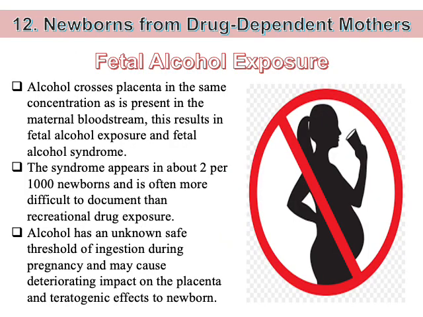What is fetal alcohol exposure? It is when alcohol crosses the placenta in the same concentration present in the maternal bloodstream. This can result in fetal alcohol syndrome. We said before that alcohol may be good for the body, but because it always crosses the placenta, there is no safe level. The syndrome appears in about 2 per 1,000 newborns. It is often more difficult to document than recreational drug exposure. Again, there is no known safe threshold. These may cause a deteriorating impact on the placenta and teratogenic effects to the newborn, especially on the nervous system of the child.